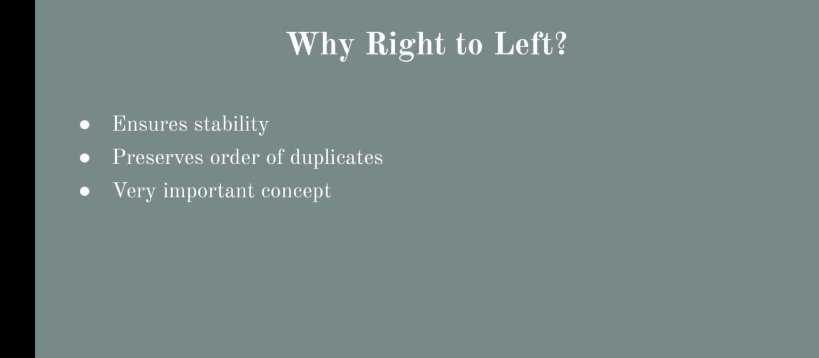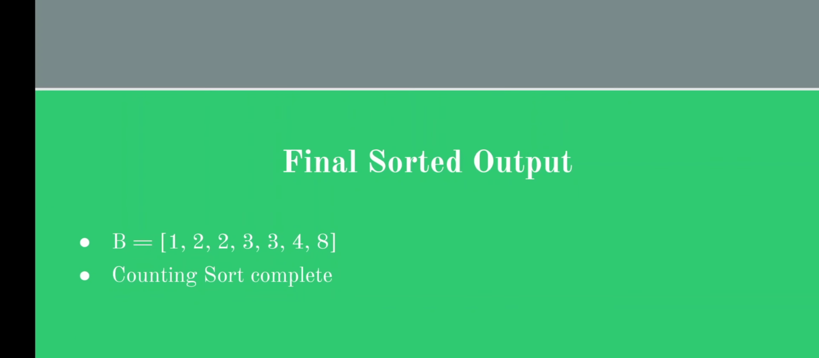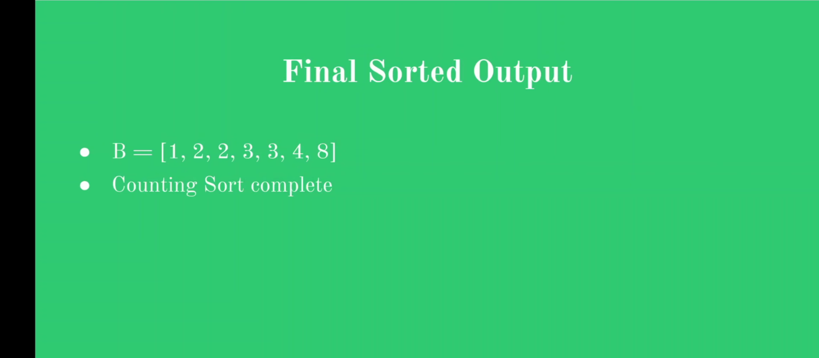So why right to left? Because it ensures stability, it preserves the order of duplicates. As I've mentioned before, if we are having two twice, that means the first 2 is coming at the first position and the second 2 is coming at the second position. And move to the next step. So in the next step, the array is sorted like this.